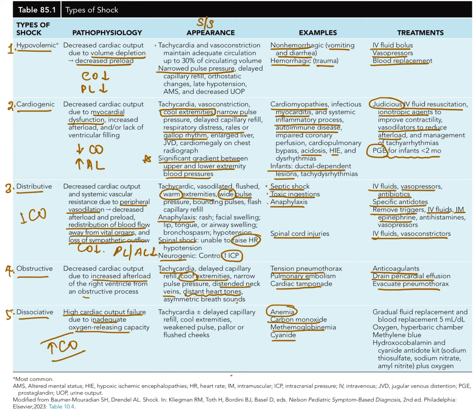methemoglobinemia, and cyanide. The signs and symptoms will be the same: tachycardia, delayed CRT, cool extremities, weakened pulses, pallor, or flushed cheeks. For treatment, we give gradual fluid replacement, blood replacement in case of anemia. For carbon monoxide, methemoglobinemia, and cyanide, oxygen needs to be administered, hyperbaric oxygen, methylene blue, hydroxocobalamin, and cyanide antidote kit need to be administered. Thank you.